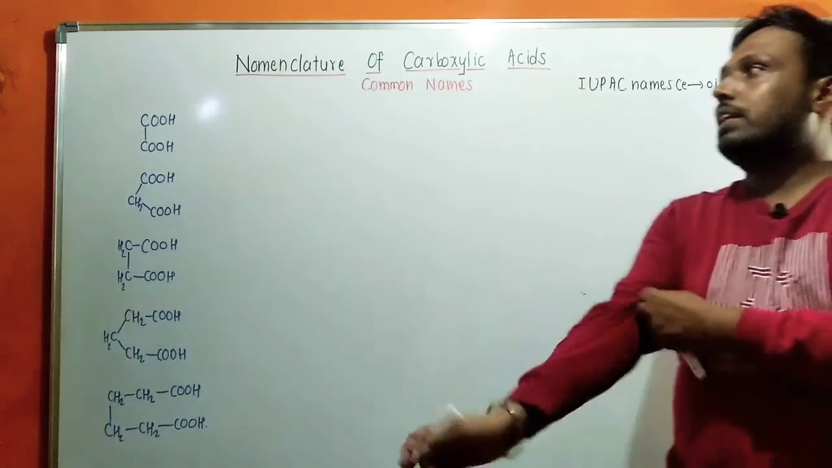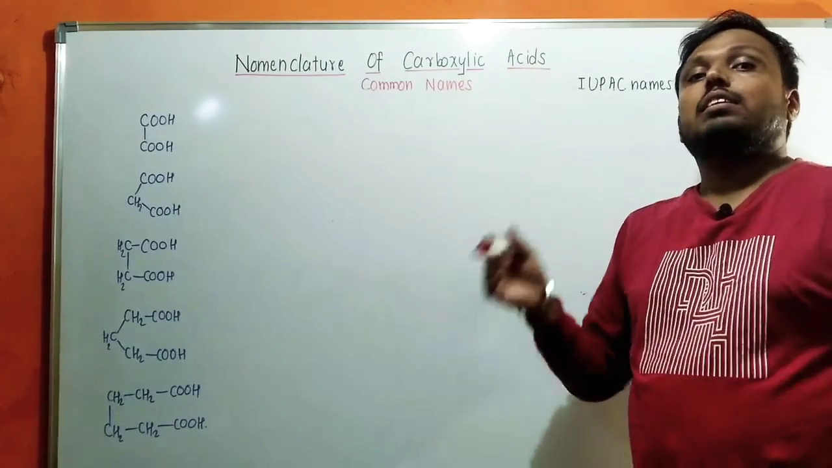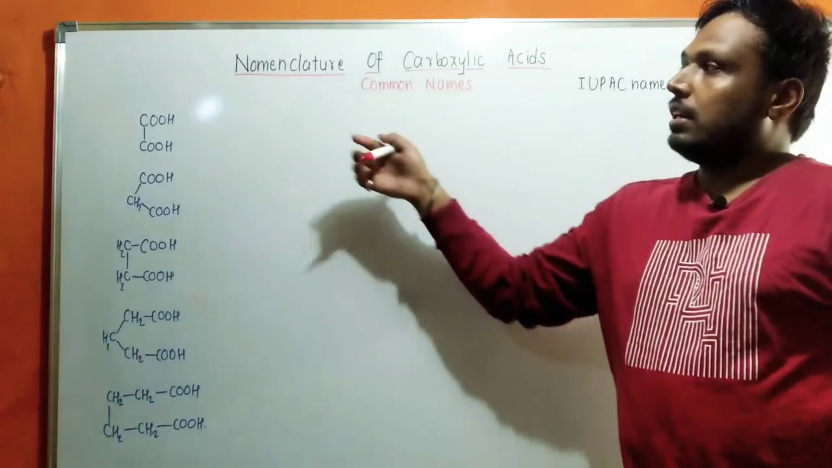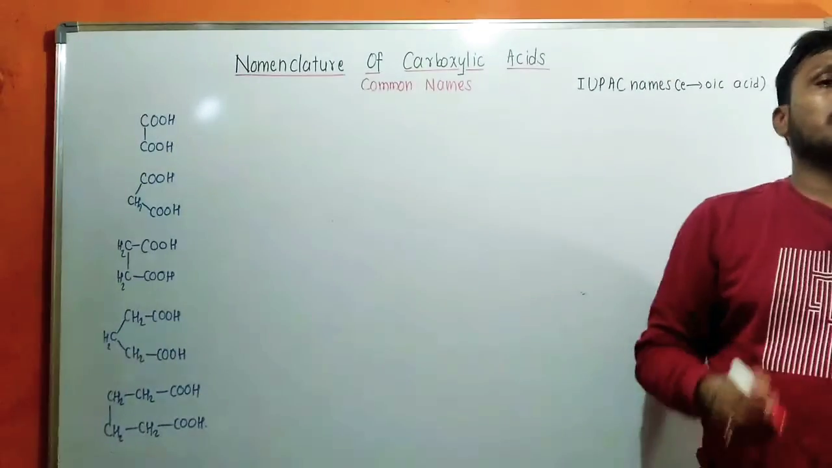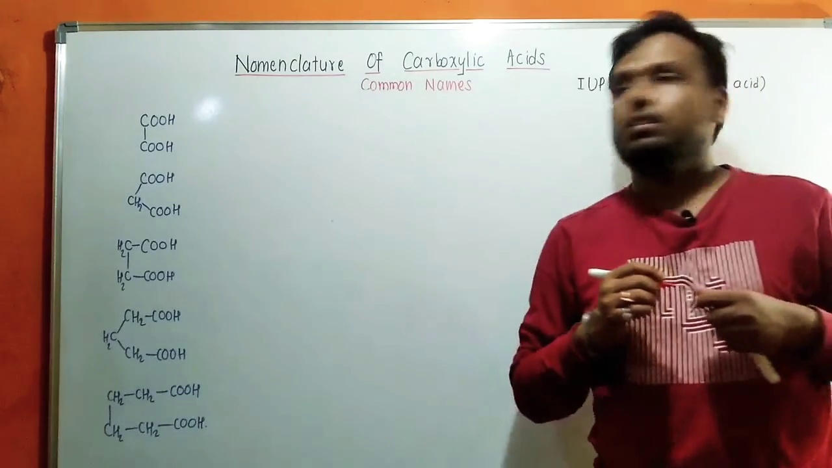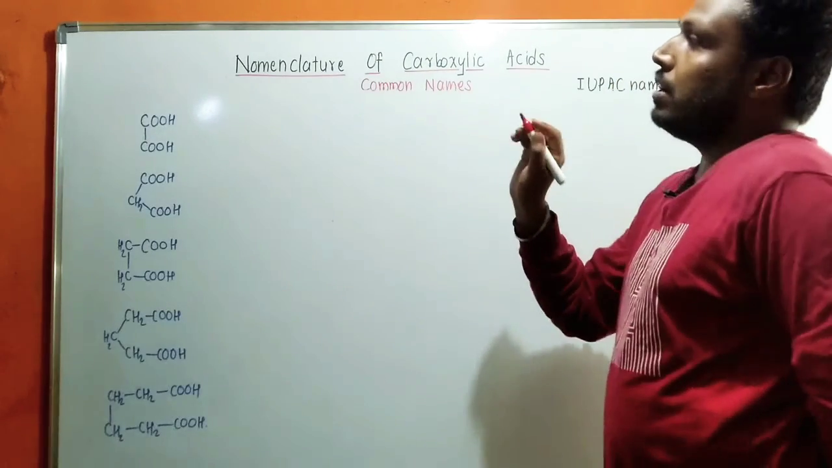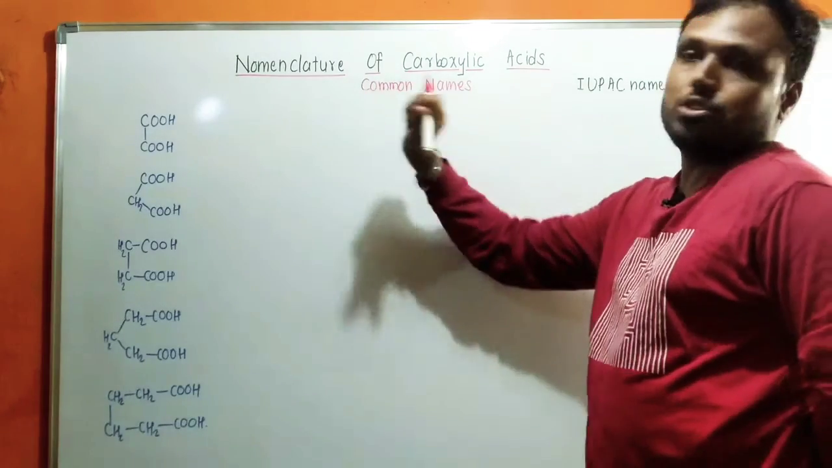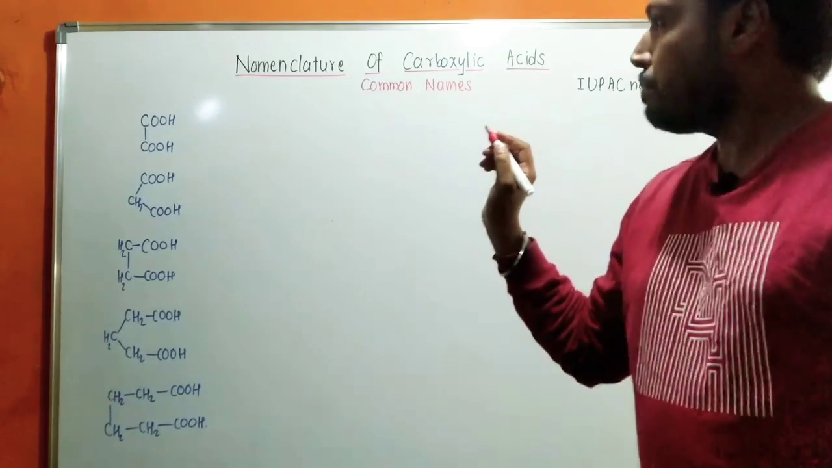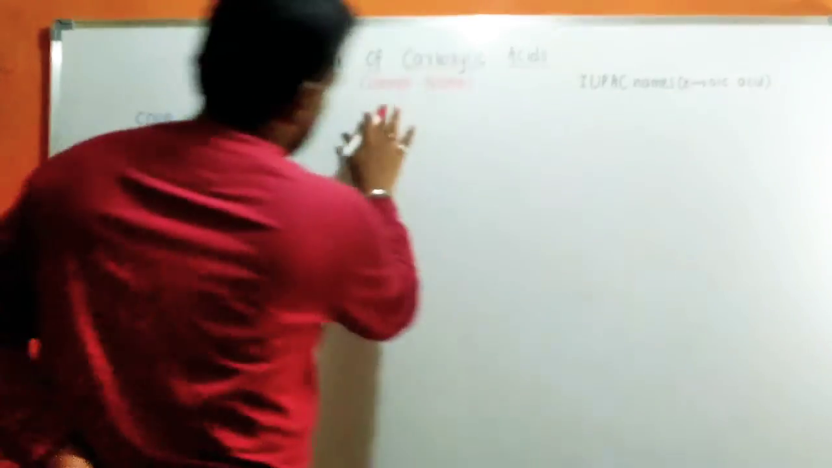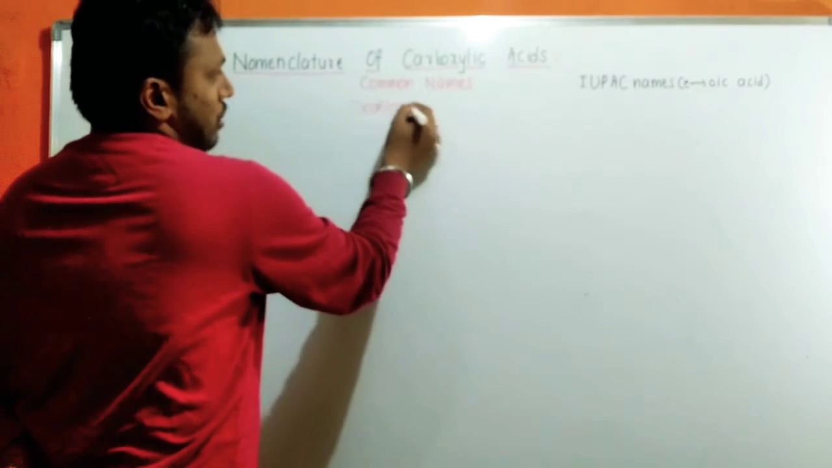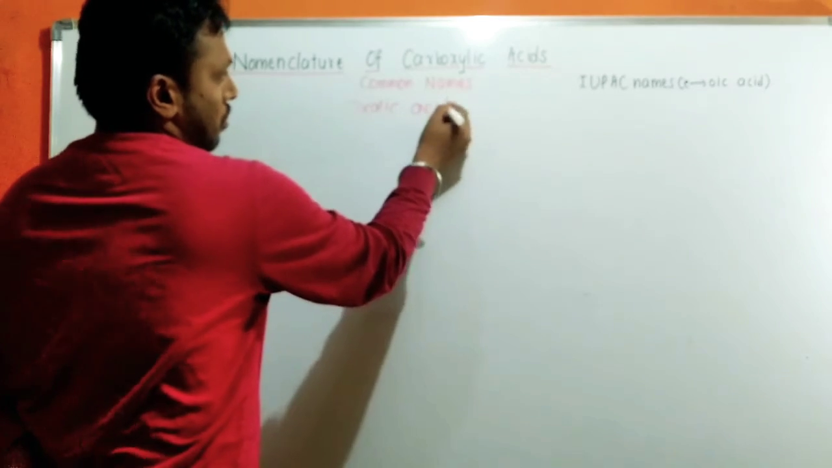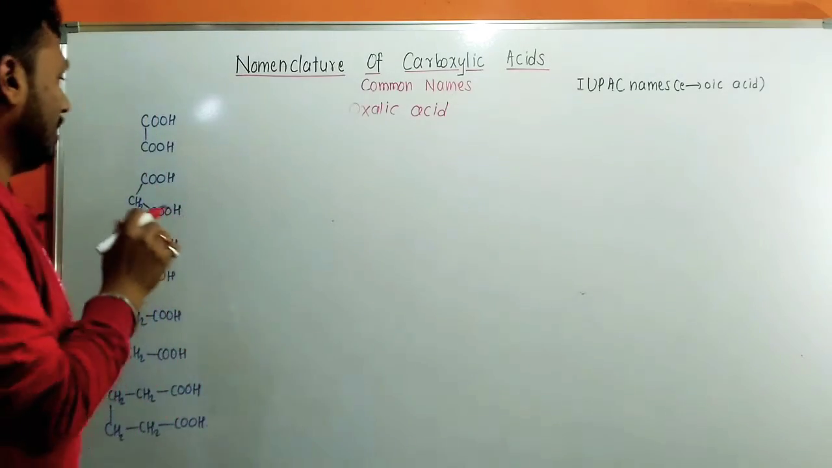We'll see the nomenclature of dicarboxylic acid. What are dicarboxylic acids? The compounds which contain two carboxylic groups in their structure are called dicarboxylic acids. The first member, in which two carboxylic groups are joined together, is called oxalic acid. What is the name? When two carboxylic groups join together, it is called oxalic acid.